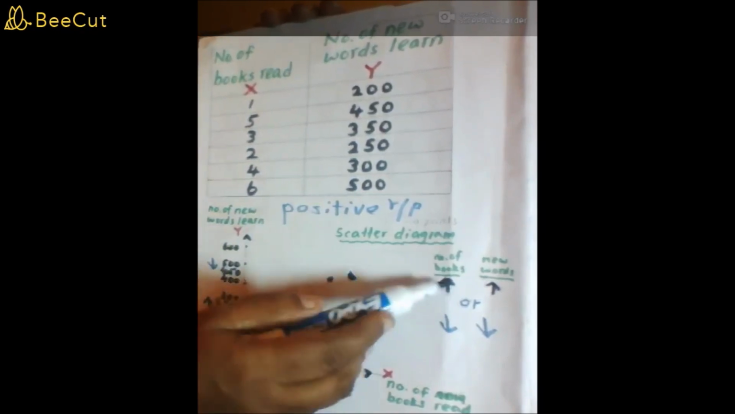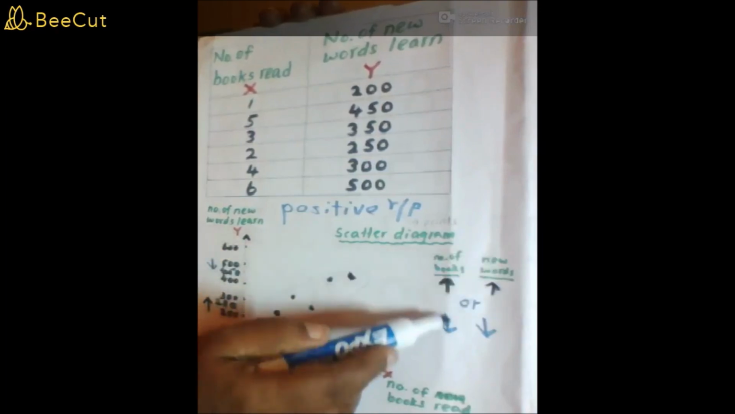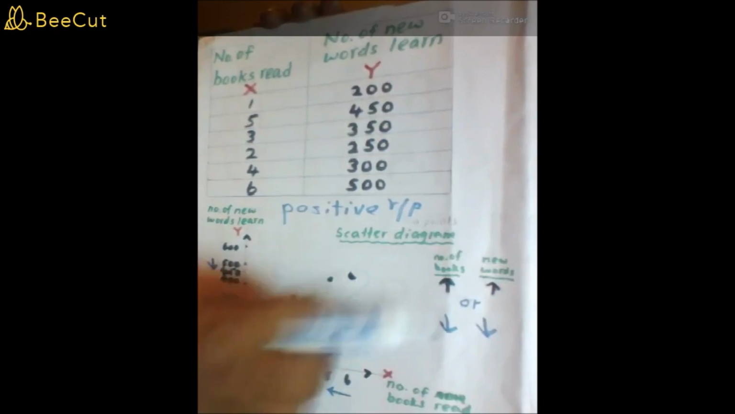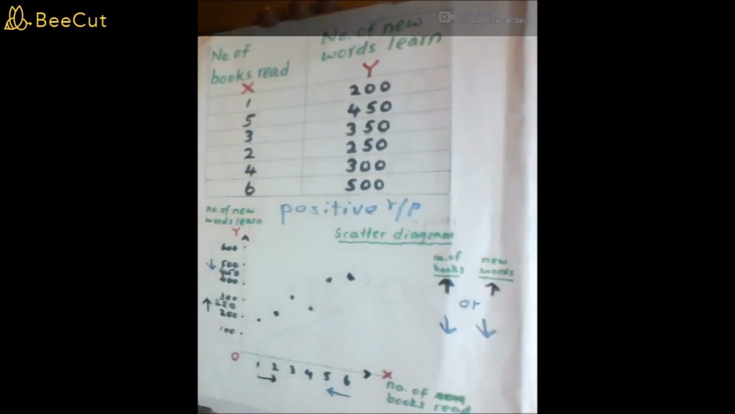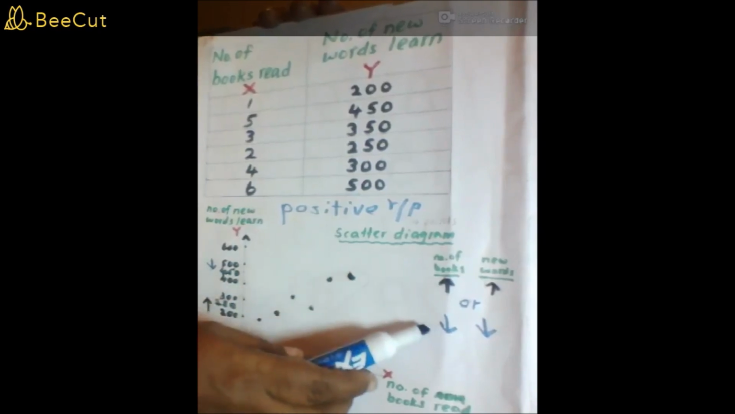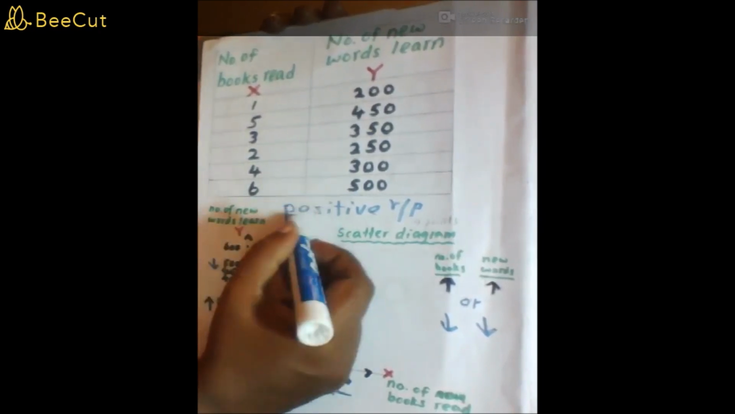Right? Here same direction. When this increases, this also increases. When this decreases, this also decreases. Right? If they move in the same direction, then we can say there's a positive relationship. Not only increasing, decreasing also in the same direction. So then there's a positive relationship. All right.